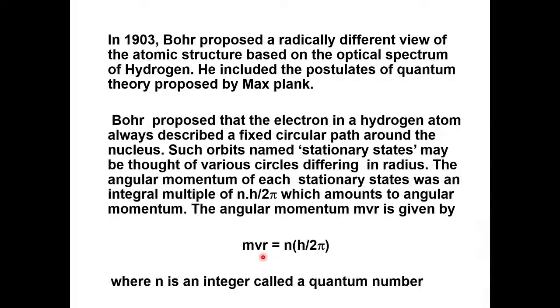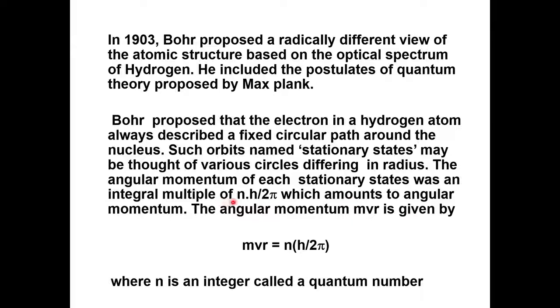So Bohr proposed a radically different view of the atomic structure based on the optical spectrum of hydrogen. He included the two postulates of quantum theory proposed by Max Planck. What did Max Planck say? Bohr proposed that the electron in a hydrogen atom always moved in a fixed circular path. That means it will never fall into the nucleus. It describes a circular path around the nucleus. Such a circular path is named a stationary state, where the electron is moving around. The angular momentum of each stationary state was an integral multiple of nh by 2 pi. n is the number of the stationary state, h is Planck's constant, and pi is 3.142.